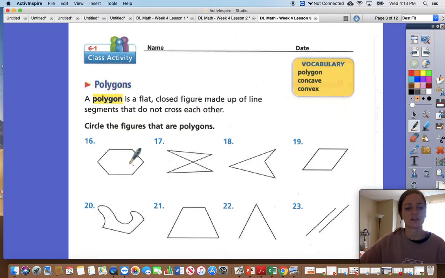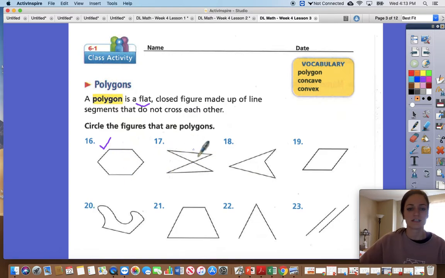Okay, so let's look at the first one. Is this a flat figure? Yes. Is it closed? Yes. And is it made up of line segments that do not cross each other? Yes, so this is a polygon, right? None of the lines cross each other or anything. It's closed and it's flat. So that one is a polygon.